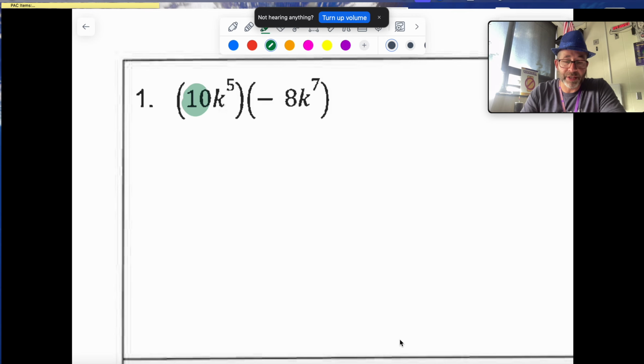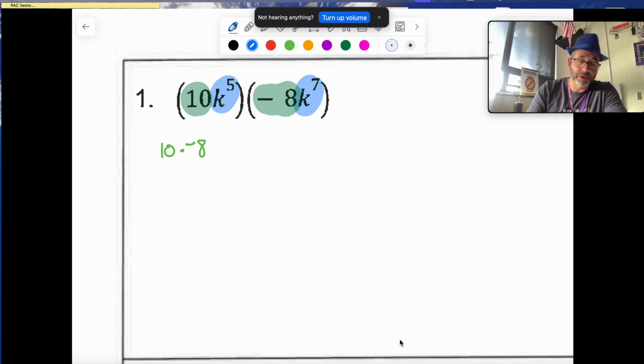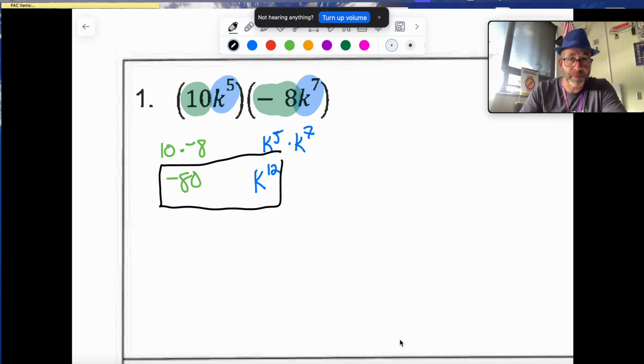So let's put things together that go together. These two are going to go together. We're going to have 10 times negative 8. Then we're going to look at the k's. There's k to the 5th here and k to the 7th here. So there's a total of k to the 5th times k to the 7th. Put these together, we're going to end up with negative 80 and then 12 k's. And then our final answer is just negative 80 k to the 12th.